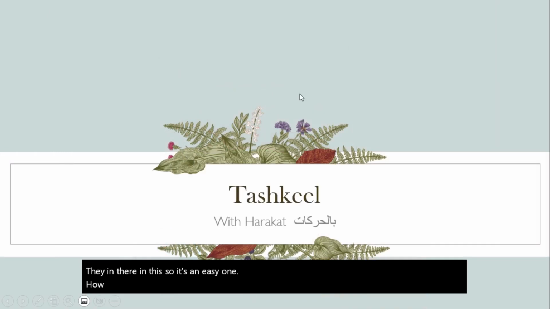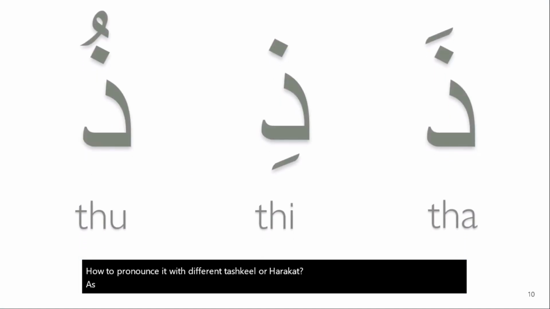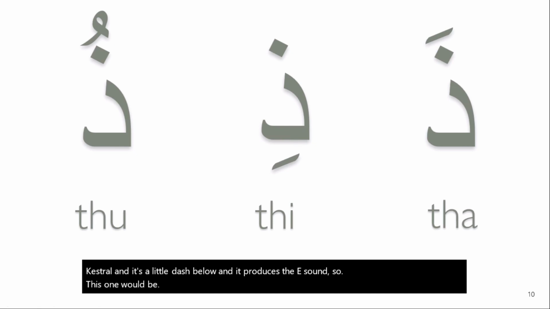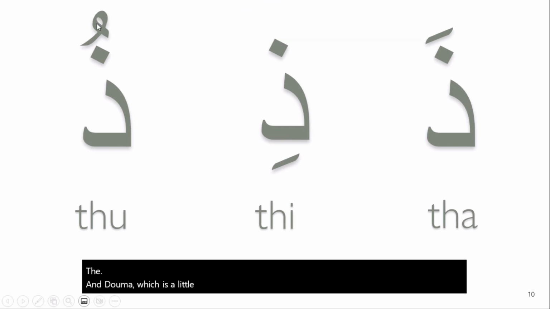How to pronounce it with different تشكيل or حركات? As you know, we have main three حركات. فتحة, and it's a little dash above, and it produces the ah sound. So this one would be ذا. كسرة, and it's a little dash below, and it produces the e sound. So this one would be ذي. And ضمة, which is a little comma above, and it produces the oo sound, so this one would be ذو.